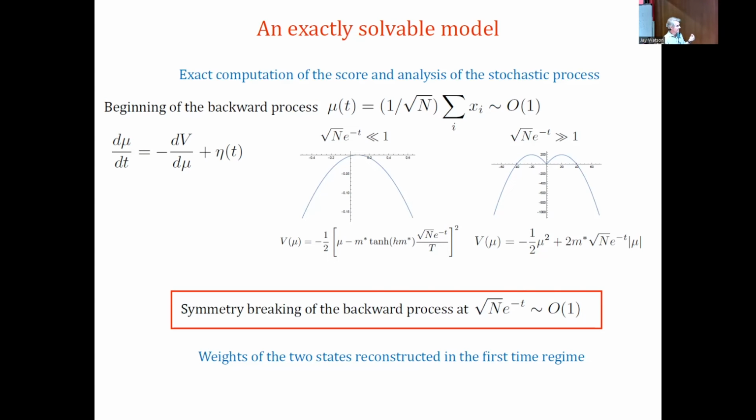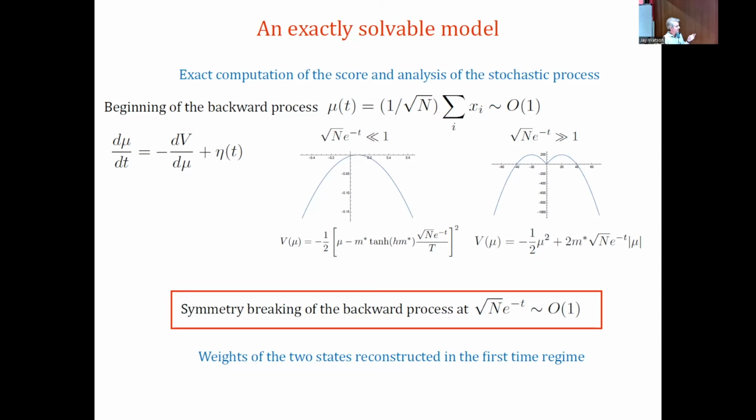So what you see is that at the very beginning of the backward process, V is an inverted potential like this. And now, since there is an H, it's not around 0, but it's actually an inverted parabola centered somehow to the right in this case. So what happens now is that when you start the process, mu will be somewhere here, and then because of noise, theta will start to diffuse.